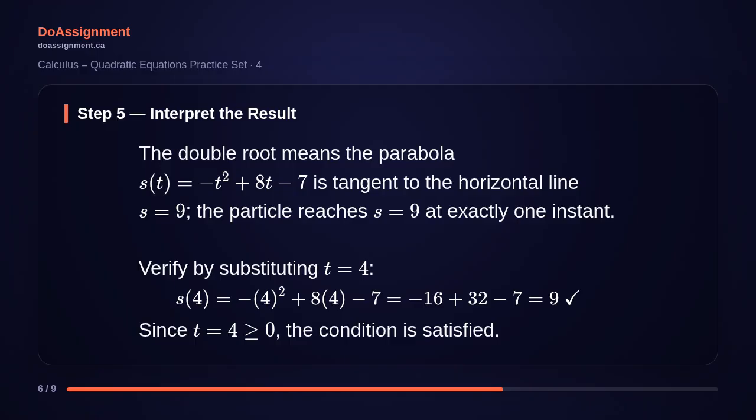A double root means the position curve just touches the line s = 9 at a single moment. Substituting t = 4 back in confirms s(4) = −16 + 32 − 7, which equals 9, so the answer checks out.